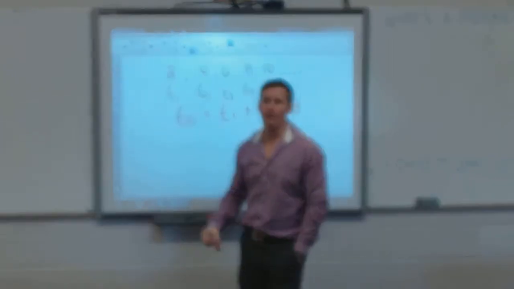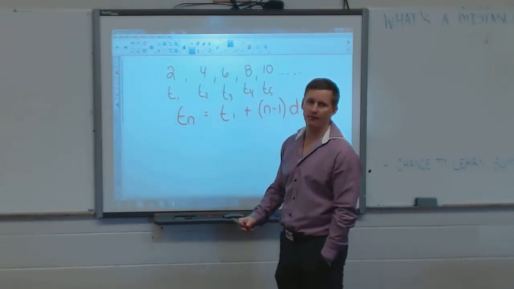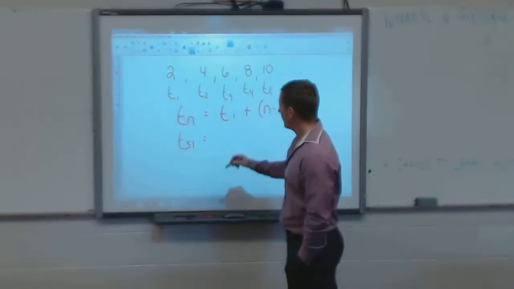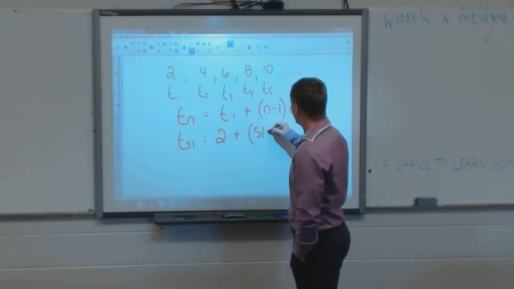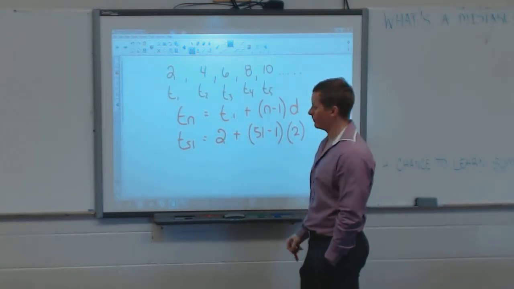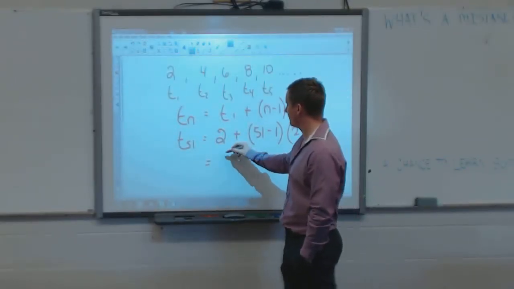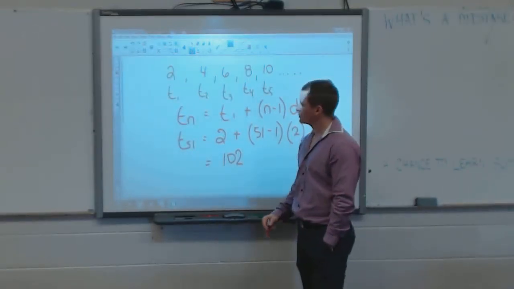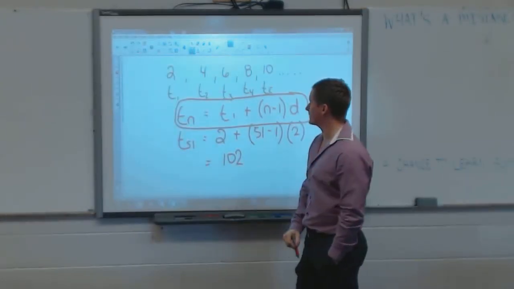For example, if I wanted to know what the 51st term is in this sequence that I've done above, so I want to find T51. I take the first term, I add it to 51 minus 1 times my common difference, which is 2. So the 51st term in this sequence is 50 times 2, which is 100, added to 2. The 51st term is 102.